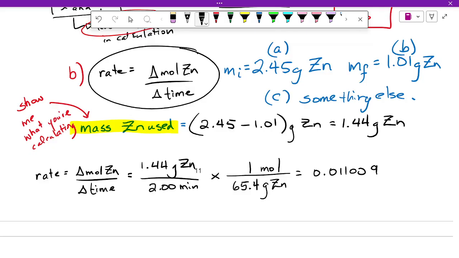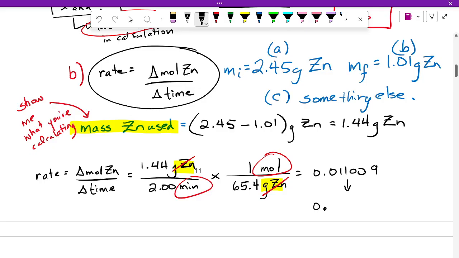What's our unit? So our grams cancel out, right? Grams cancel out. What we've got left is moles per minute. But before I write moles per minute, I'm going to be a little bit lazy and do my rounding first. How many sig figs should be in that number? 3.